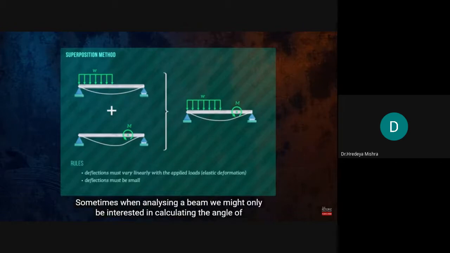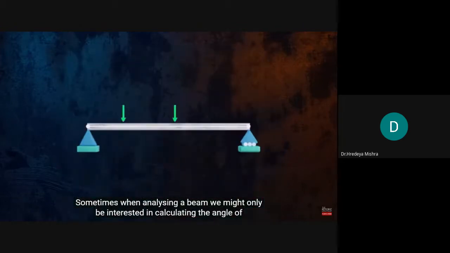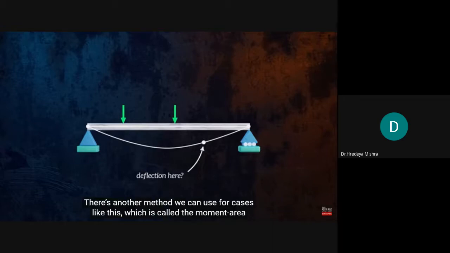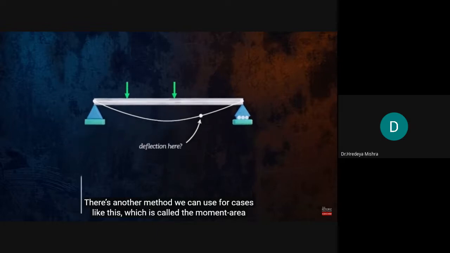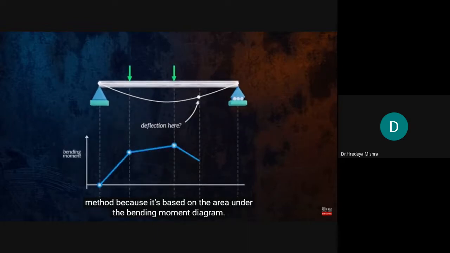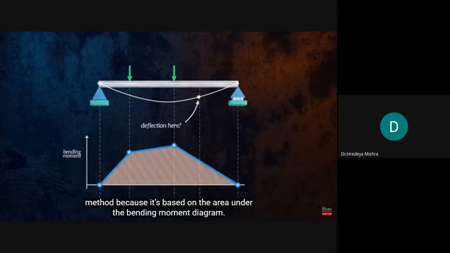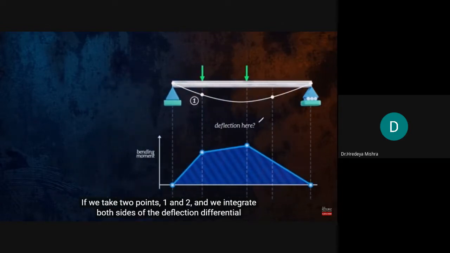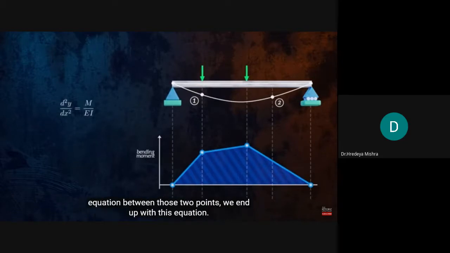Sometimes when analyzing a beam, we might only be interested in calculating the angle of rotation or the displacement at a single location, instead of along the entire length of the beam. There's another method we can use for cases like this, which is called the moment area method, because it's based on the area under the bending moment diagram. If we take 2 points, 1 and 2, and we integrate both sides of the deflection differential equation between those 2 points, we end up with this equation.